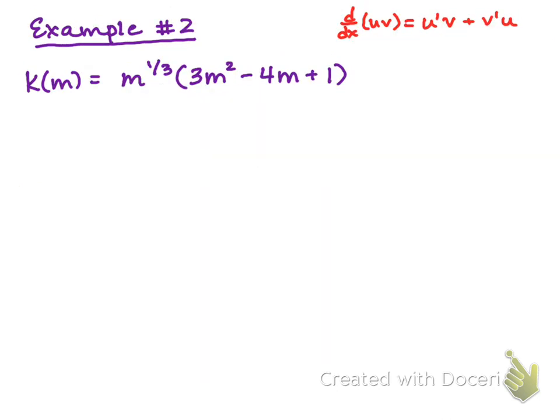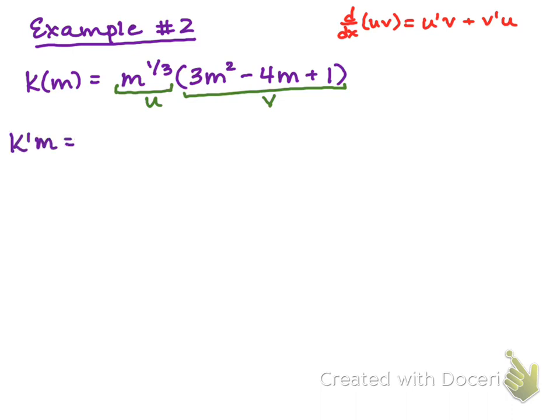Okay, let's do one more example. So we have another example here. K of m equals m to the 1/3 times 3m squared minus 4m plus 1. And again, I have my formula written up in the top right corner. The first thing I'm going to do is identify what is u and what is v in my product. So I'm going to call that u, and I'm going to call the second part v. So that is my product, u times v. So here we go, filling into the formula.